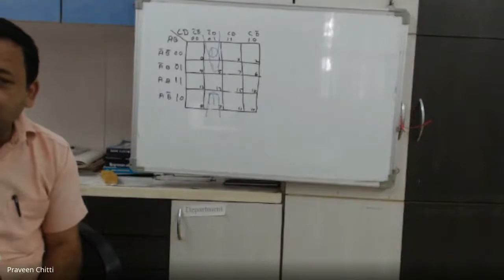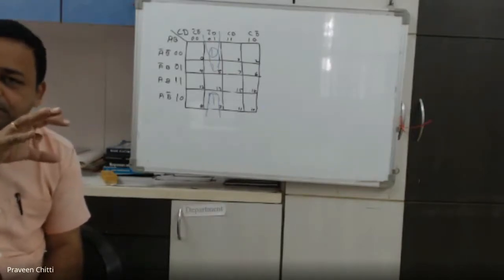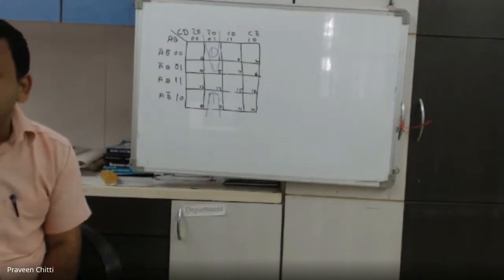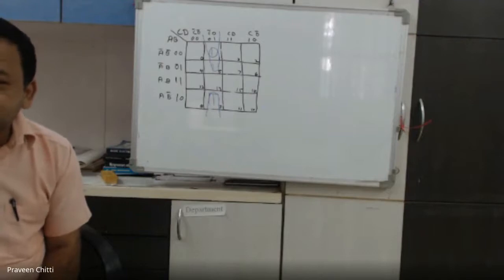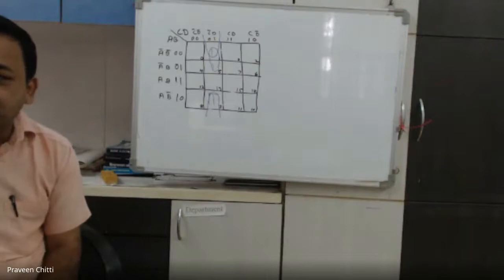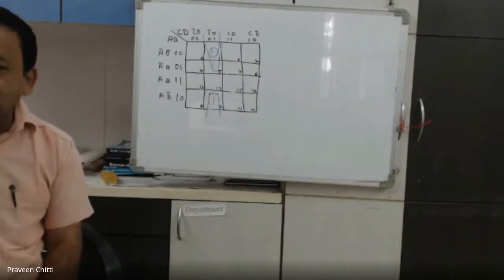Rolling and overlapping means what? If already some ones are covered in one group, but still they can be taken in the next group, that is called as what? If you have covered few of the ones in one group already, but again you are taking them in some other group, that is called overlapping.